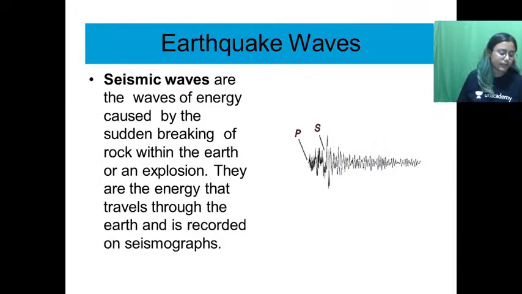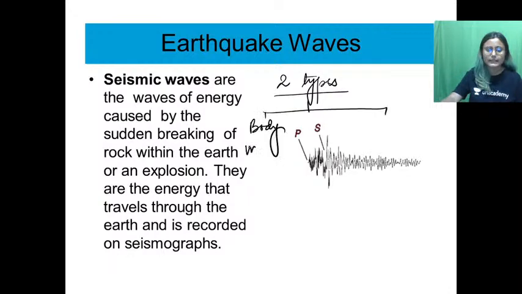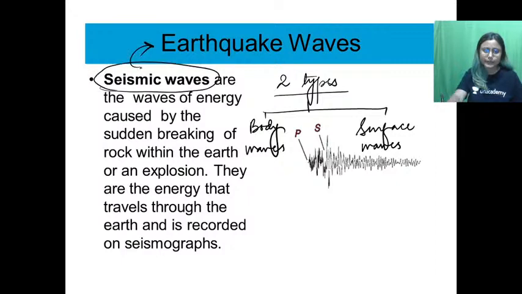So we see that seismic waves can be broadly classified into two types. One is body waves and the other one is surface waves. So the waves that are generated because of an earthquake are of two types which are recorded. The waves of energy are caused by the breaking of rock within the earth or an explosion. This energy travels through the earth and is recorded by seismographs.